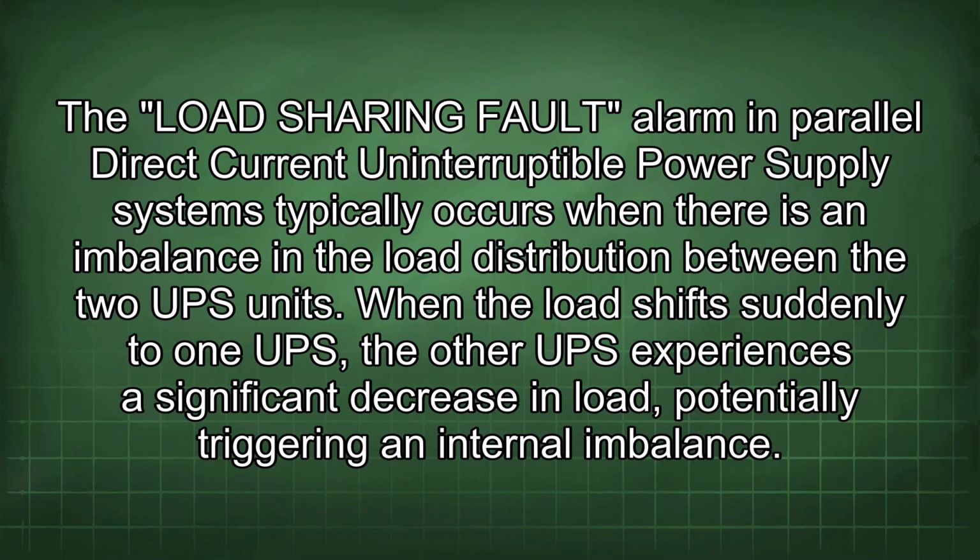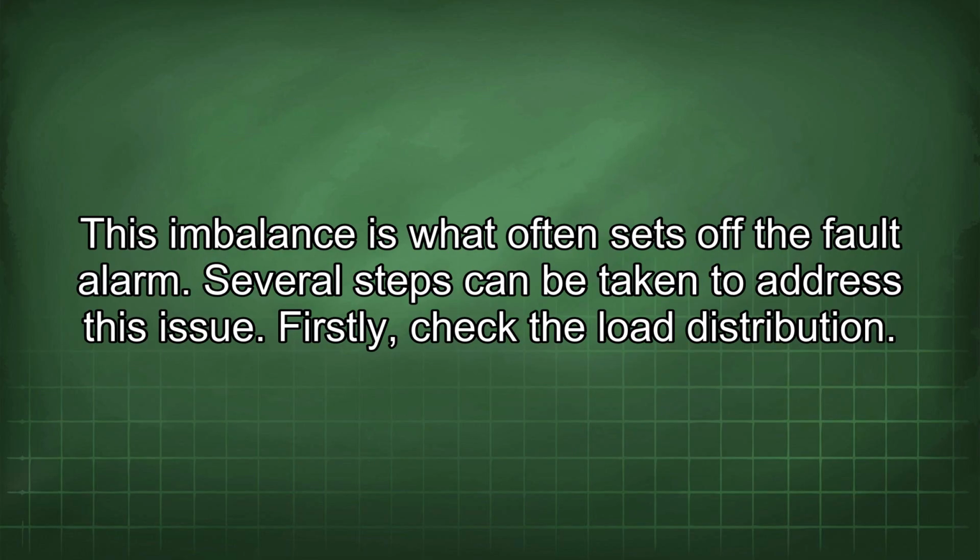The load-sharing fault alarm in parallel direct current uninterruptible power supply systems typically occurs when there is an imbalance in the load distribution between the two UPS units. When the load shifts suddenly to one UPS, the other UPS experiences a significant decrease in load, potentially triggering an internal imbalance. This imbalance is what often sets off the fault alarm. Several steps can be taken to address this issue.